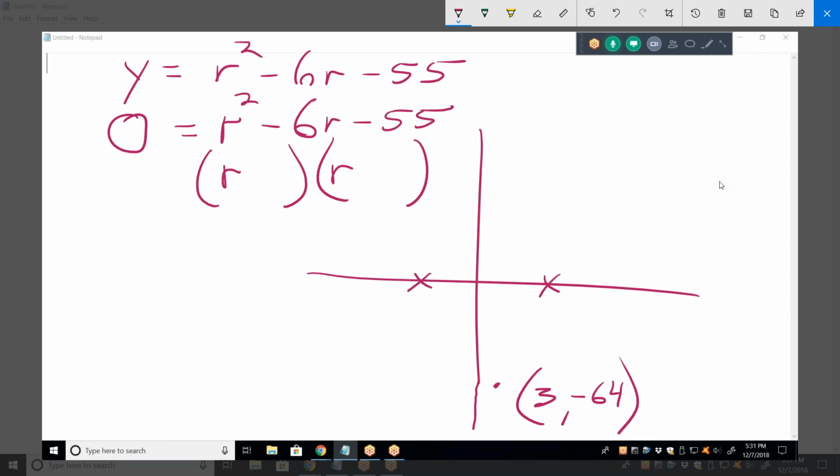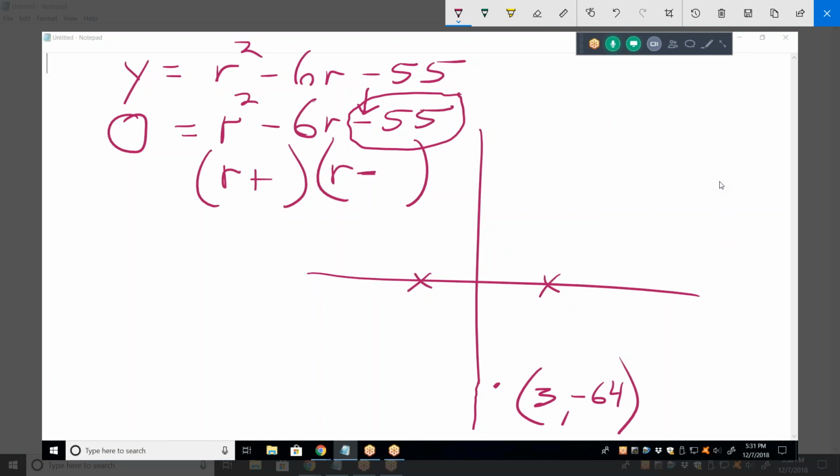Remember, this number comes from the L of FOIL. So the signs have to be opposite. One has to be positive, one has to be negative. That's the only way you could produce a negative constant. If they were both negative, you'd have a positive constant. If they were both positive, you'd have a positive constant. So when you're factoring quadratics, the most important thing to look at immediately is that, because that tells you how to figure out what both signs are. Now, what's the third step? Verbalize it.